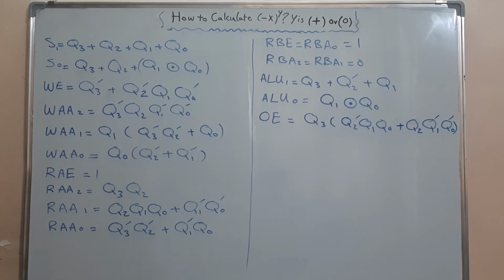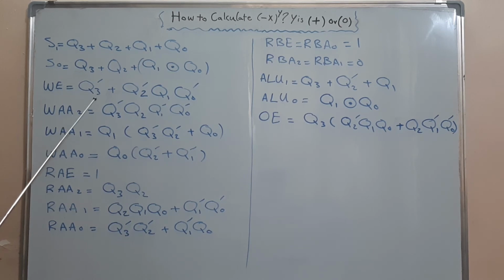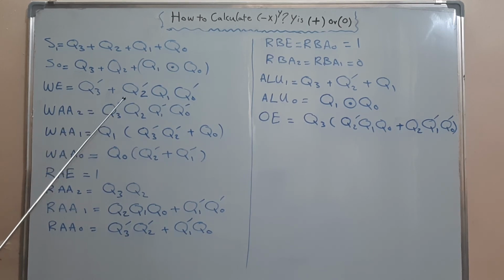These are the control signals of our data path. Each control signal will be one in one of the following situations. S1 is equal to 1 whenever Q3 ORed with the Q2 or Q1 or Q0. S0 is equal to 1 whenever Q3 is 1 ORed with the Q2 ORed with Q1 XNOR Q0. Write enable is equal to 1 whenever Q3 inversed ORed together with Q2 bar Q1 Q0 bar.